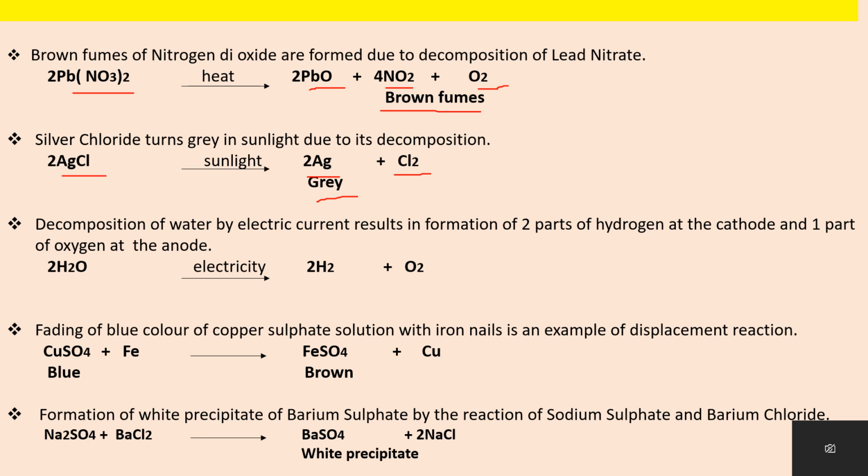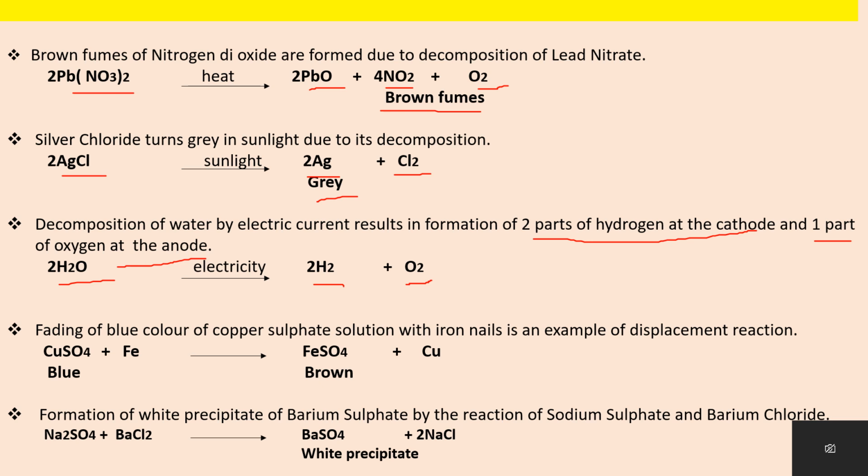The sixth important reaction is electrolytic decomposition of water. When electricity is passed in water, hydrogen and oxygen are produced. The questions that are asked are how many parts of hydrogen and oxygen are produced and on which electrodes they are produced. So the answer to these questions are 2 parts of hydrogen at the cathode and 1 part of oxygen at the anode are produced.